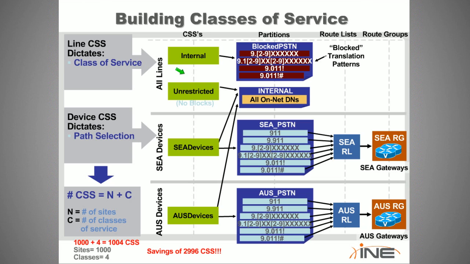So if I wanted a local class of restriction, I'd create a local CSS for the line, and in it I would add the partitions, which would inherently add the patterns. I would add the partitions for blocked international and blocked long distance, and that's it. Okay, cool. Local and internal would automatically be allowed because of the device allowing everything.